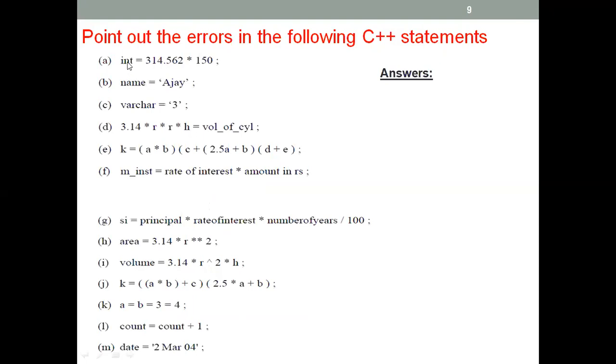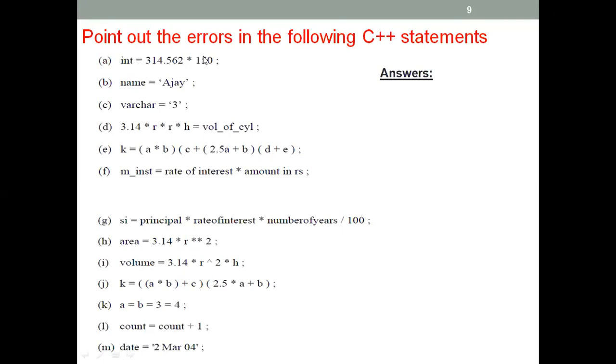Here, look at this: integer equal to. They cannot write it like this because you must declare it like integer x equal to, for example. Also you cannot have a point form here. If this is a point form, you must declare it as a float. So the correct way for this statement is to write float a equal to, you have to declare float and put one of the variables there, whether x or a or price or whatever, then equal to 314.52 multiplied by 550. So this is wrong.